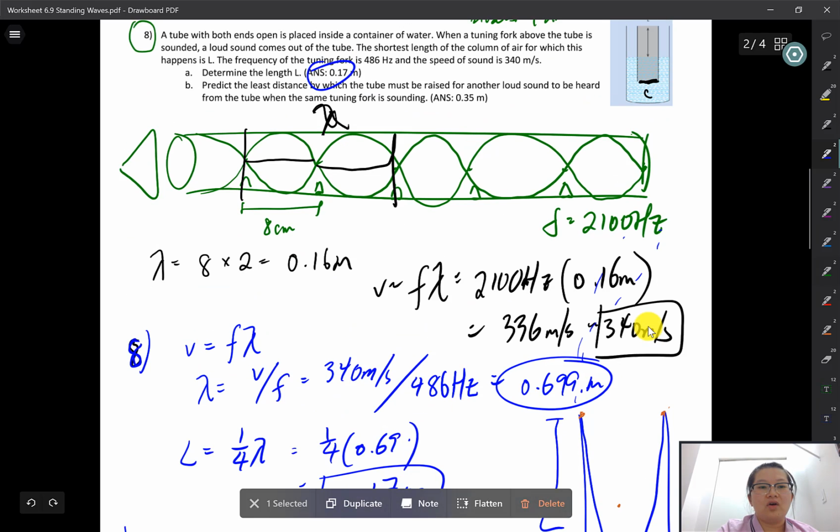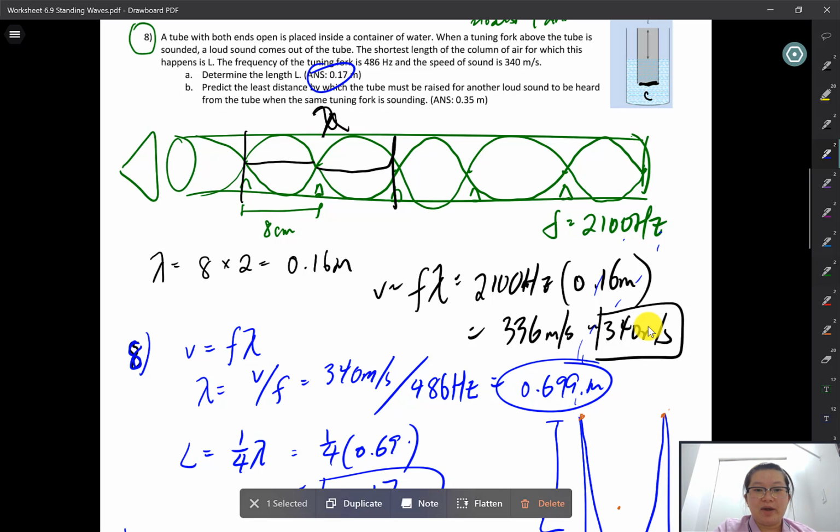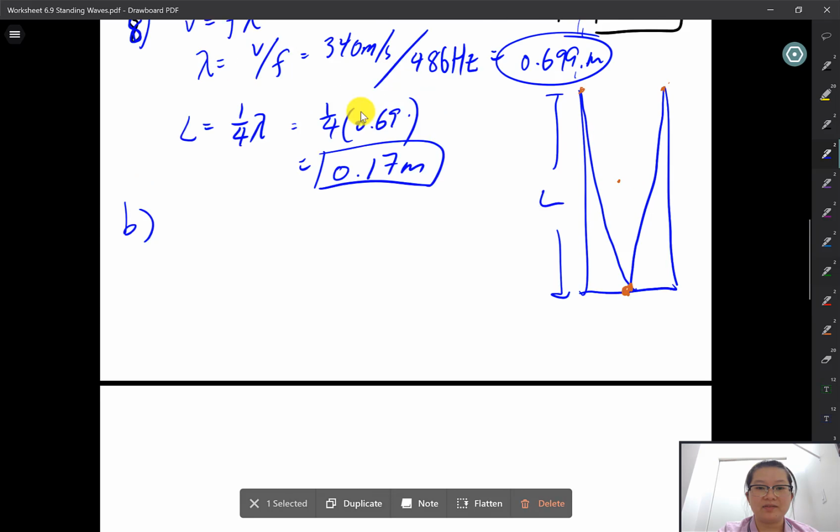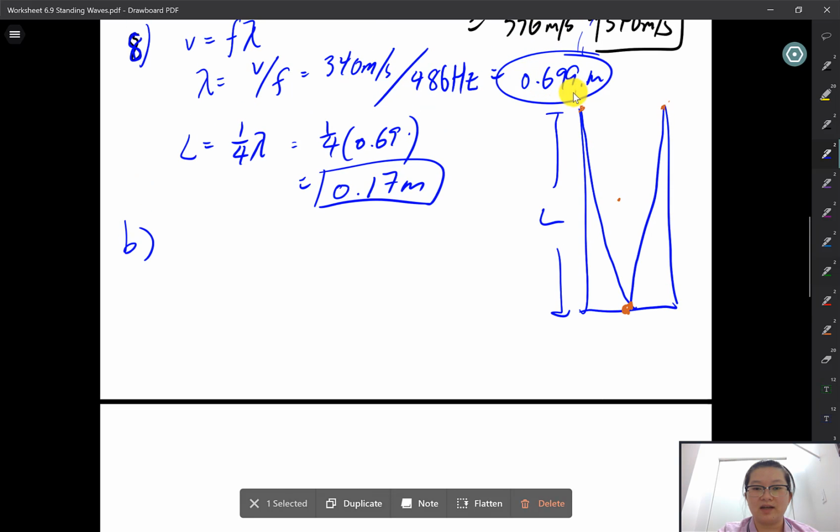Predict the least distance by which the tube must be raised for another loud sound to be heard from the tube when the same tuning fork is sounding. So when we have the same tuning fork, it means we still use the same wavelength because we took the speed of sound divided by the frequency of that tuning fork, which gave us the wavelength. So this is exactly what we need. We need the same wavelength, 0.699 meters.